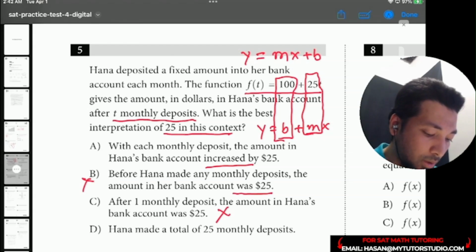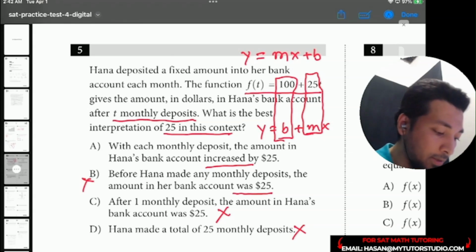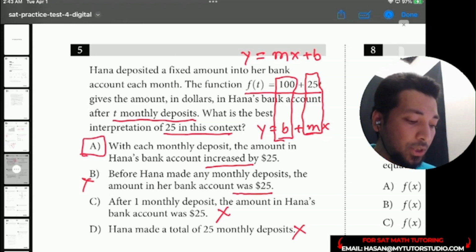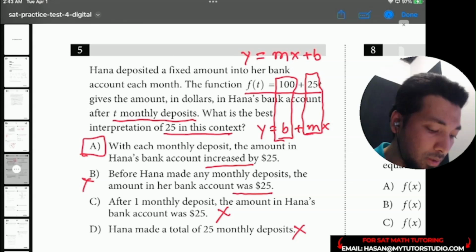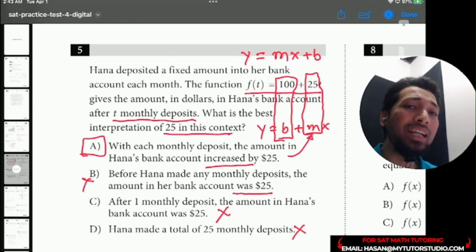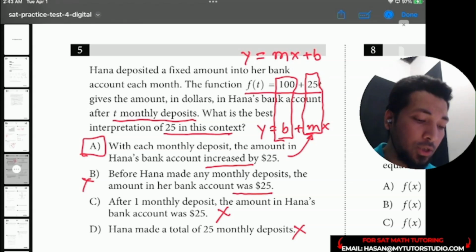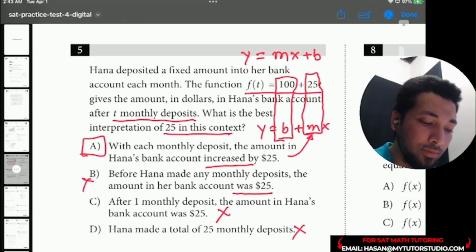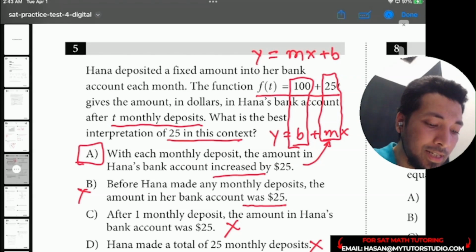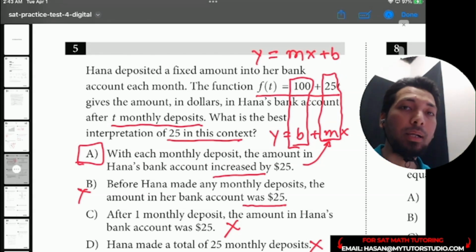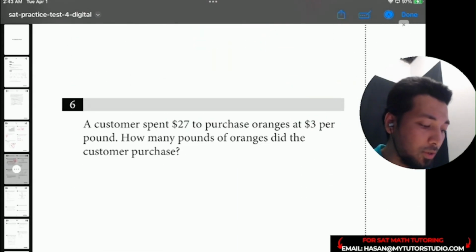Option D says Hannah made a total of 25 monthly deposits. That's also incorrect. So the correct option is option A. With each monthly deposit, the amount in Hannah's bank account increased by 25, and that is the rate, because rate is the increase of amount with respect to the variable. So if t is the monthly deposits, 25 is the amount by which these monthly deposits are increasing. Perfect. Now let's move on to problem number 6.